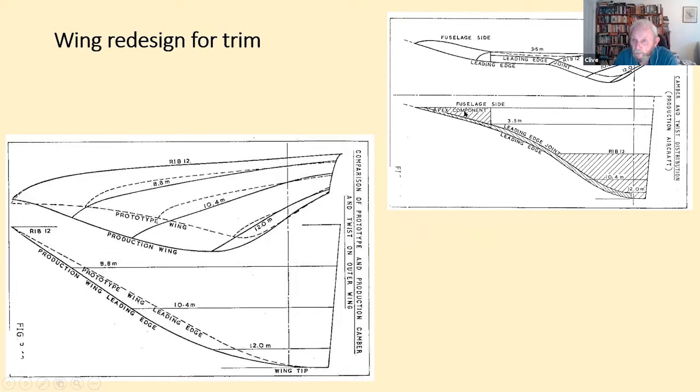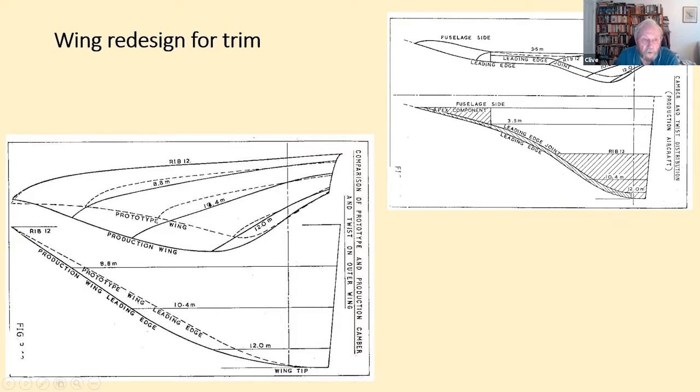And there, so the only bits of the wing we were allowed to change are the hatched areas. And the changes that were made, the prototype wing in plan form is here, and the production wing, we reduced the leading edge sweep a little, which actually made it just about sonic on the leading edge.